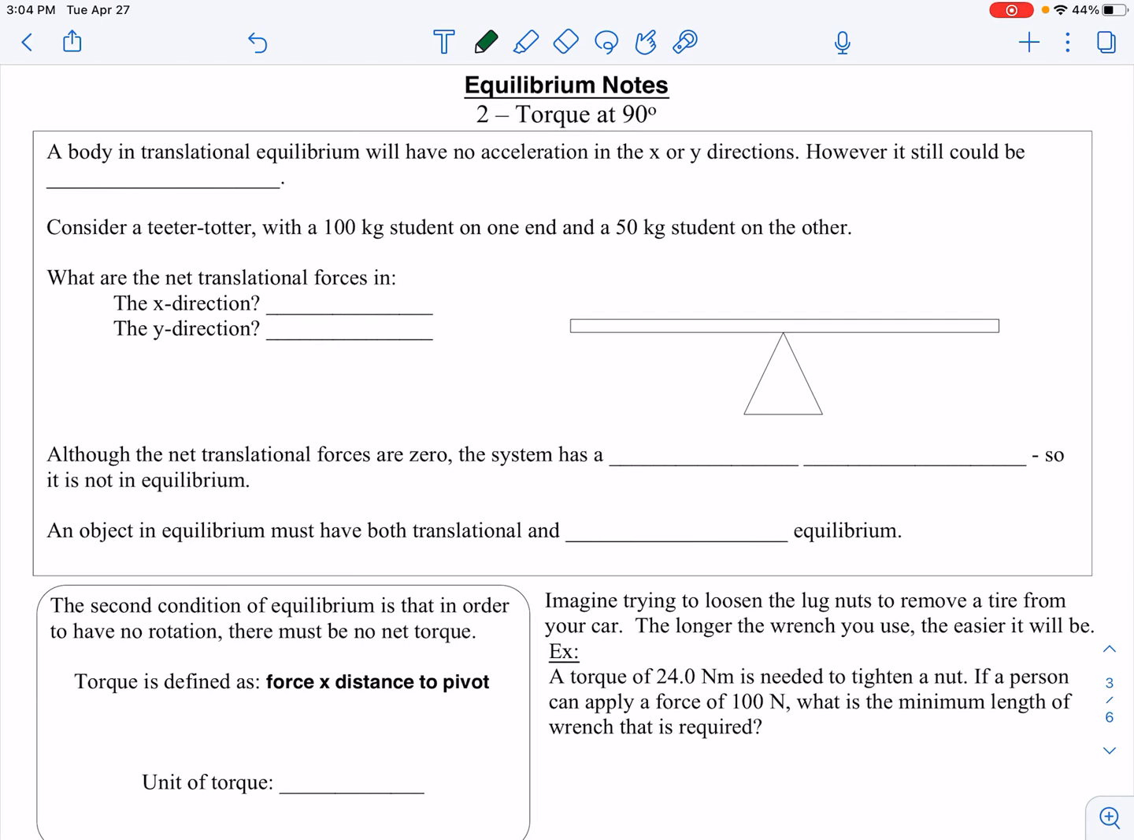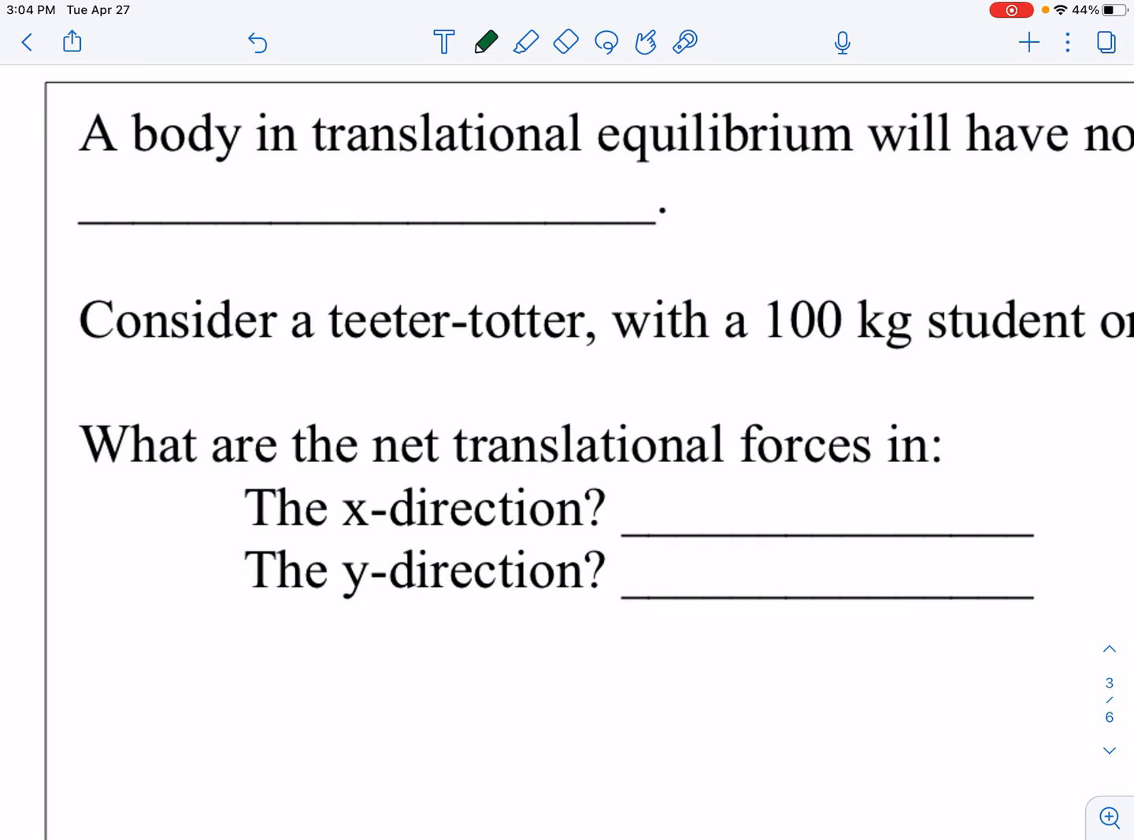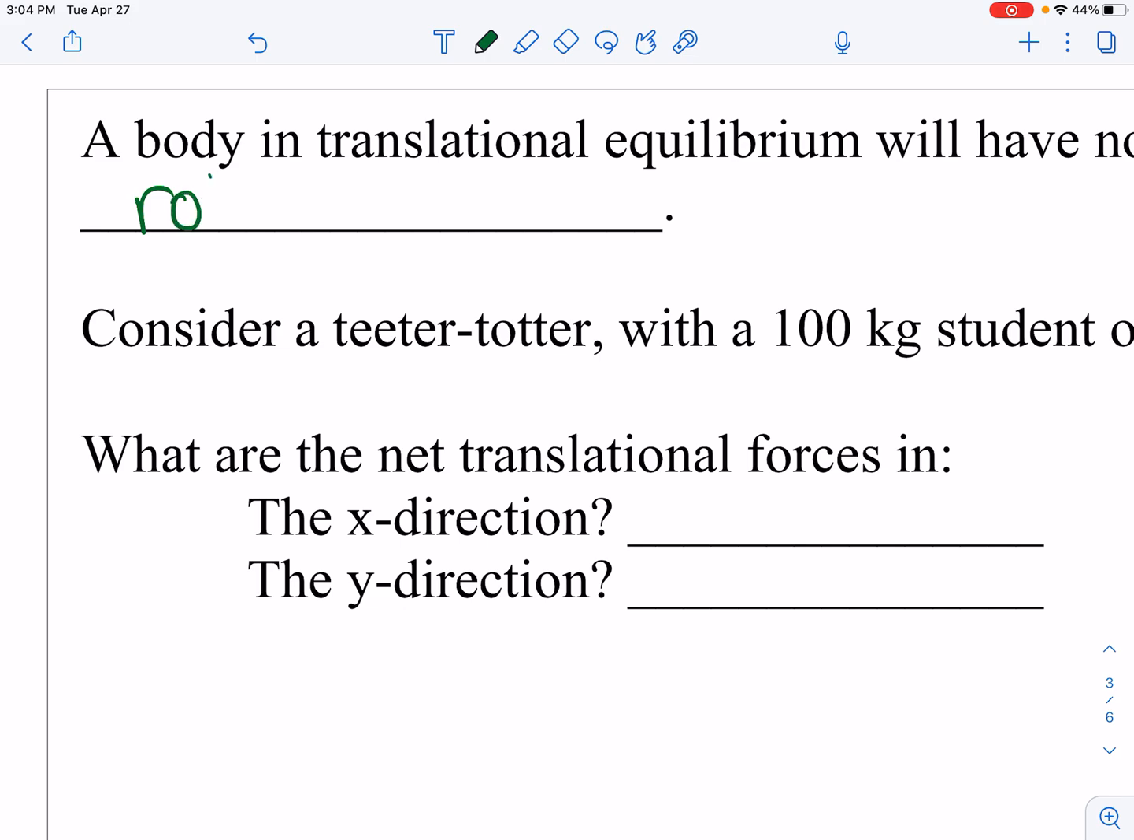All right. So our next lesson is going to be torque at 90 degrees, specifically when objects are in equilibrium. A couple things. One, a body in translational equilibrium will have no acceleration in the x or y directions, so its velocity is going to be constant. However, while it may have no acceleration, it could still be rotating.